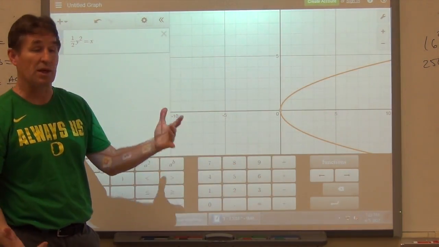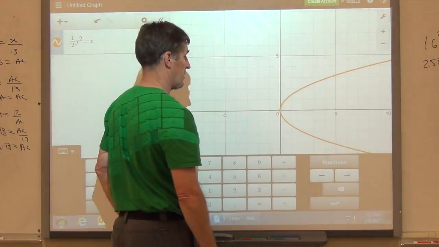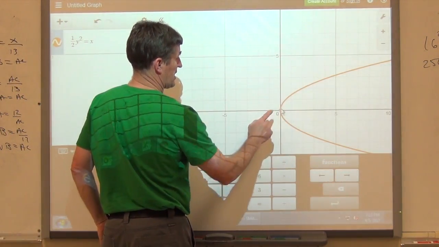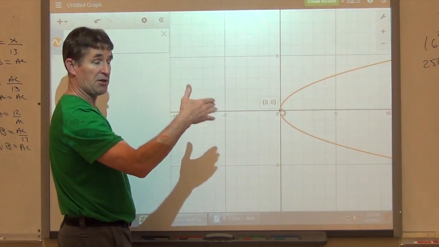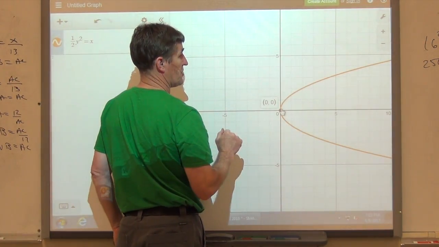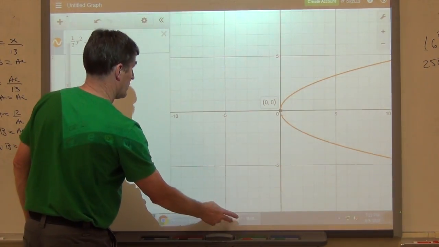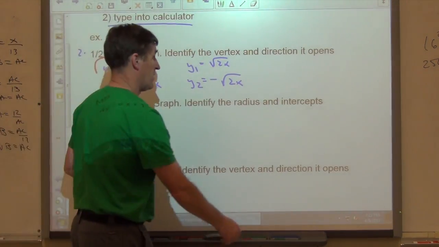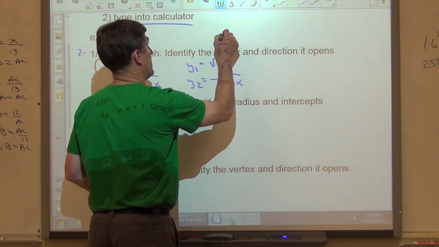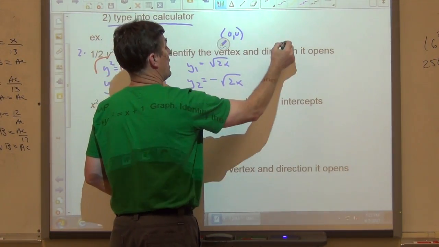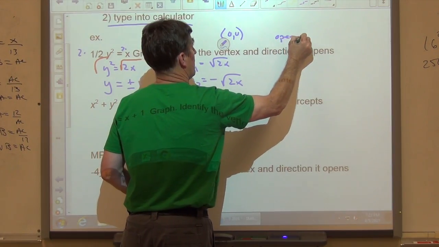So you can just type in the equations the way they are. It makes it really easy. And so what they're going to ask you to do is tell the vertex. Well, the vertex is the same, the changing point. So that would be 0, 0. And they're going to ask you which way it opens, which is to the right. So when we go back to this, our vertex would be 0, 0, and it would open right.